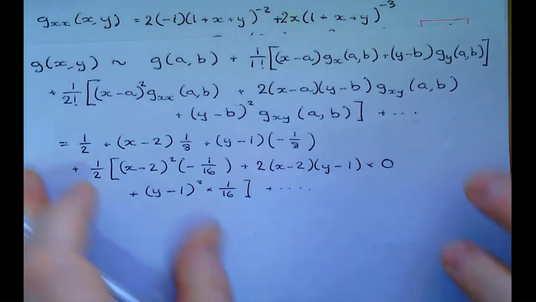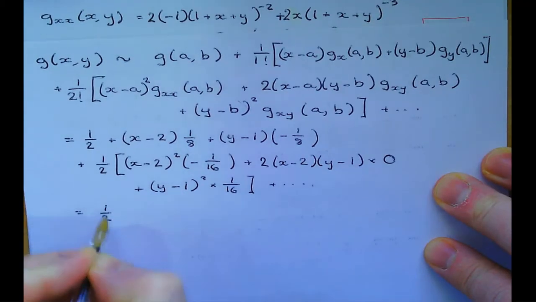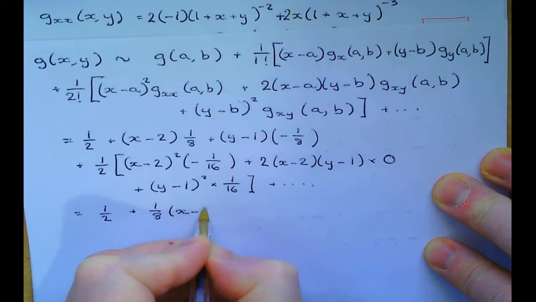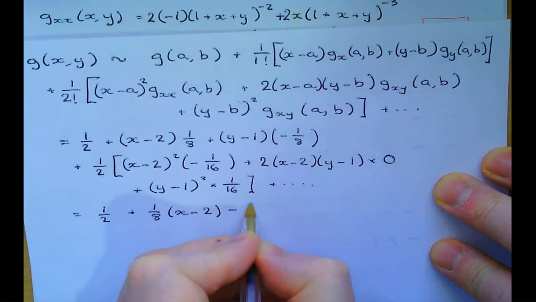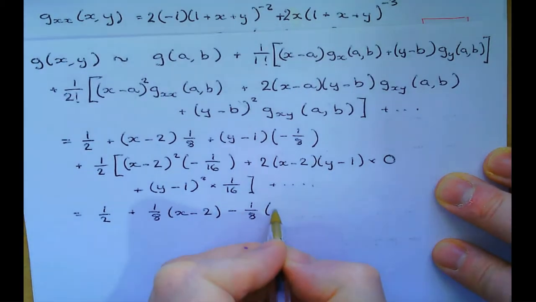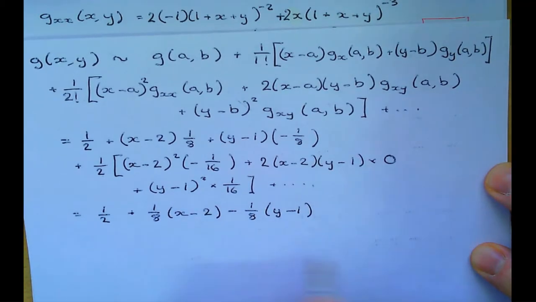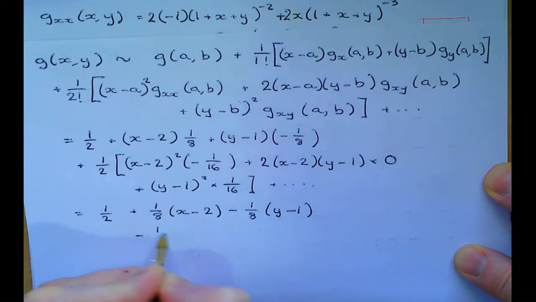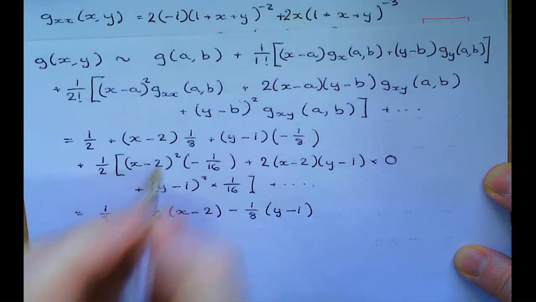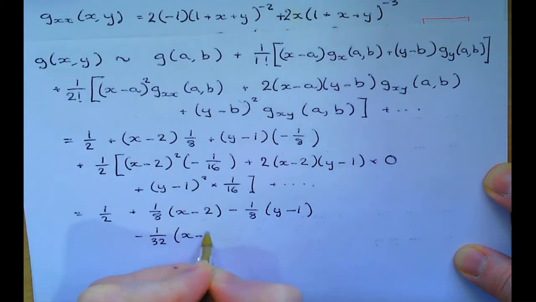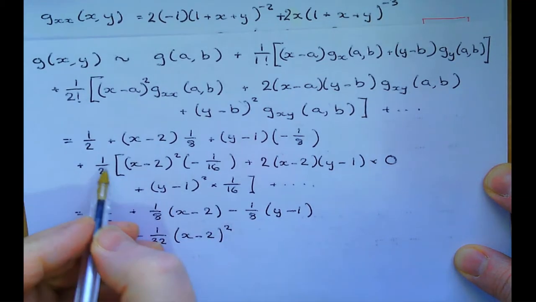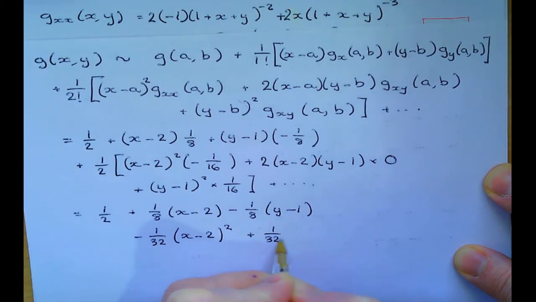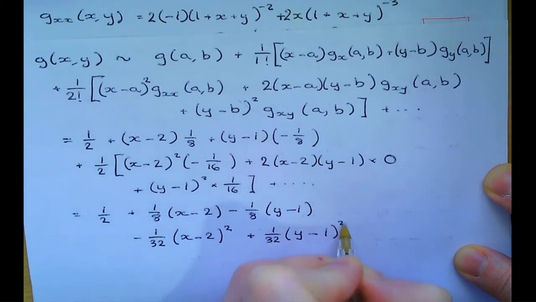So now, tidying this up slightly, we have 1/2 plus 1/8 of x minus 2 minus 1/8 of y minus 1 minus 1 over 32 times x minus 2 all squared plus 1 over 32 times y minus 1 all squared.